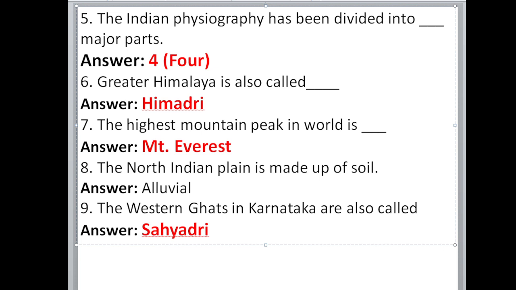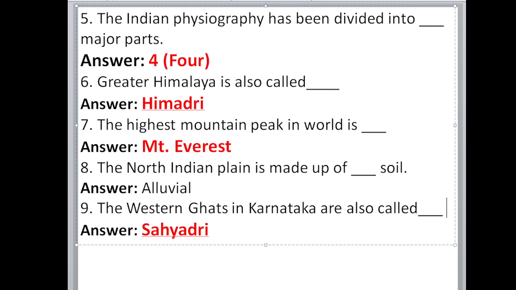What is the question? The highest mountain peak in the world is Mount Everest. Then move to the next. The northern Indian plain is made up of dash soil. So the answer is alluvial soil. So the last fill in the blanks is the Western Ghats in Karnataka are called as Sahyadris. Not only in Karnataka, the Western Ghats in Karnataka and Maharashtra we are going to call it as Sahyadris.